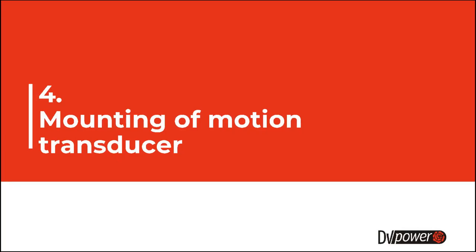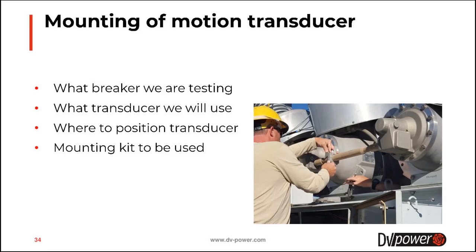Let's go further. Now I'm going to show some examples of the transducer mounting. For many years, breaker contact motion or travel has been considered one of the most important parameters for checking a breaker's interrupting capacity. Some types of breakers are accompanied by instructions that explain how to mount a motion transducer, and some are not. There is therefore a need for a few simple guidelines for selecting the right type of transducer and the location on the breaker where measurements are to be taken. But always we need to have in mind what breaker we are testing, what transducer we will use, where to position transducer, and the mounting kit to be used.